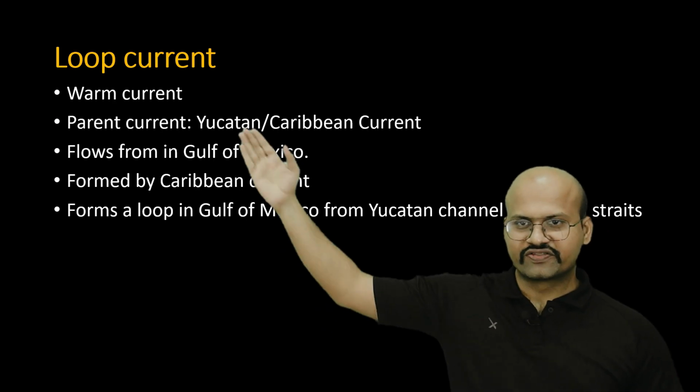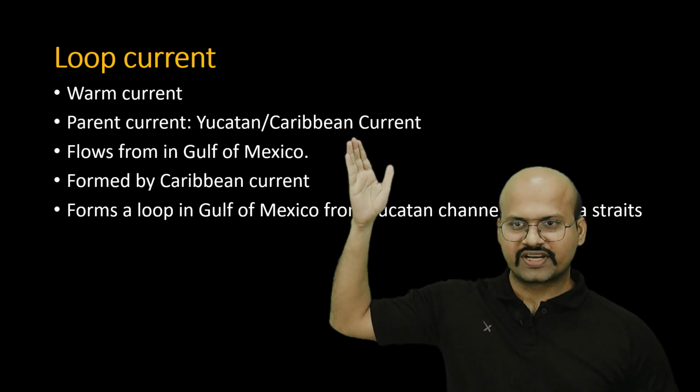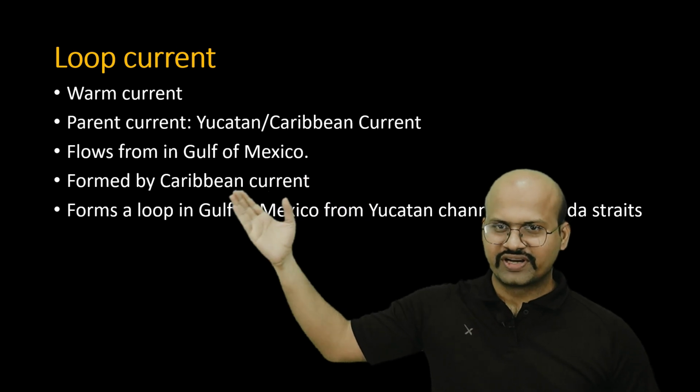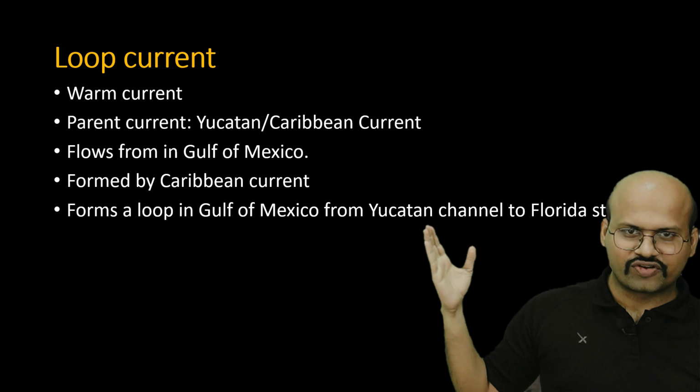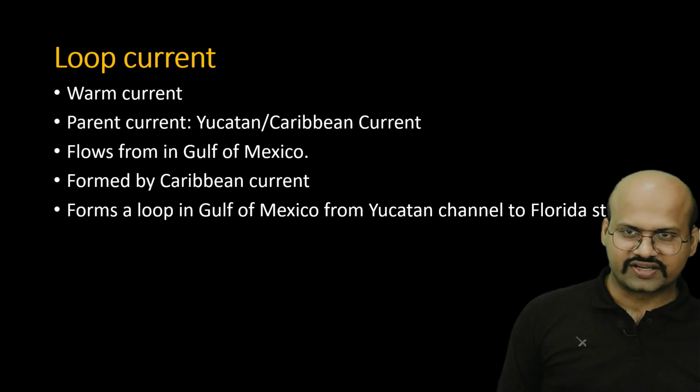So here it is formed by the Yucatan or Caribbean current. It flows in the Gulf of Mexico. It is formed by the Caribbean current and it forms a loop in the Gulf of Mexico from Yucatan Channel to Florida Strait.